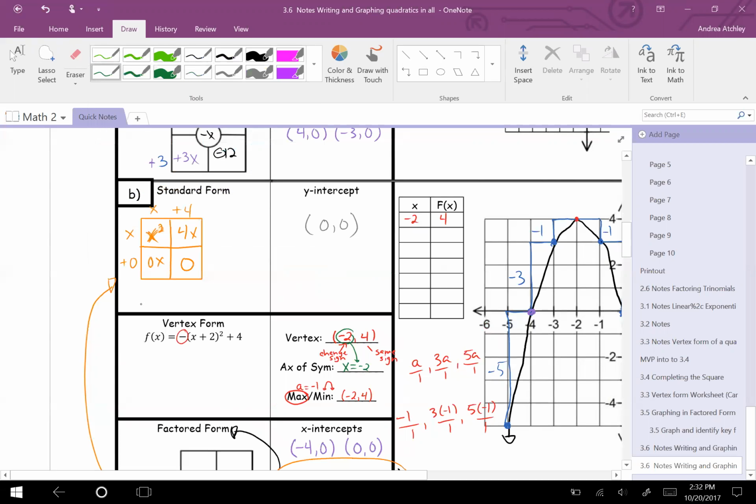So I'm going to have f of x equals x squared, 0x and 4x is 4x. And you can put plus 0, but not necessary. Any questions over that? Okay, next one.